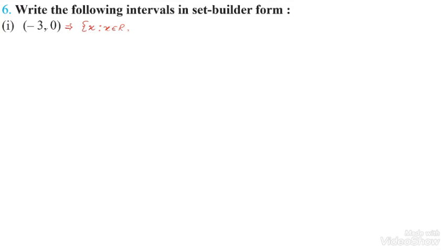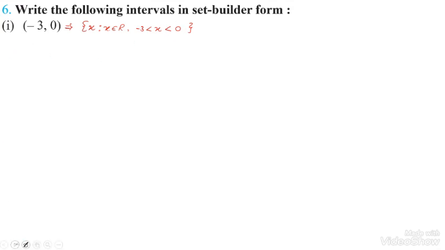Then, based on the boundary points, first we have to mention the boundary points. In between the boundary points, we have to write minus 1 less than x less than 0. Then close the bracket. Here there is an open bracket, a round bracket. Open bracket means we have to write the strictly less than condition. Here also there is an open interval, so I can take the strict condition. This is the solution of the given interval.